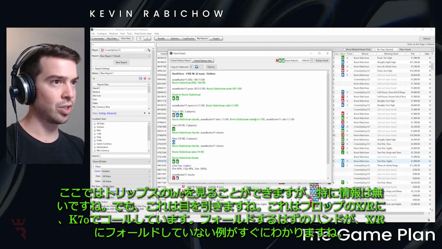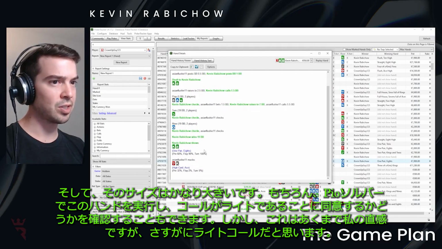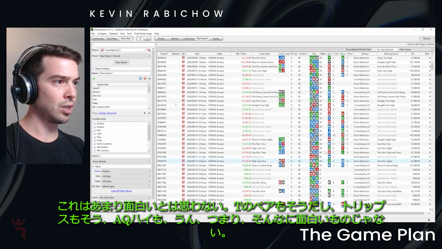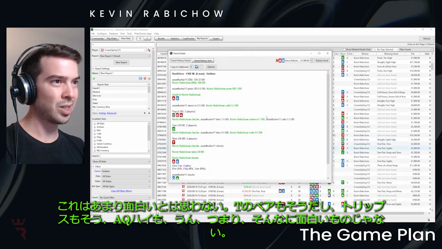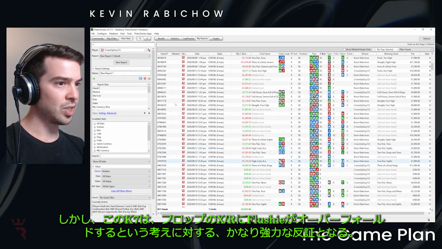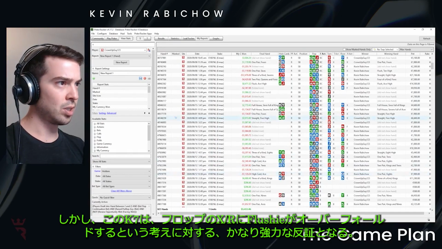That's not folding to the check-raise. And the sizing is pretty substantial here. Of course, you could always go into PioSolver and run this hand and see if you agree that the call is light, but this is just my instinct that this is a light call. This one doesn't strike me as too interesting. Same with pair of 10, same with trips, like ace queen high. Yeah, it's not that interesting. But this king 7 is a pretty strong piece of counter evidence to the idea that Flushy is overfolding to flop check-raises.